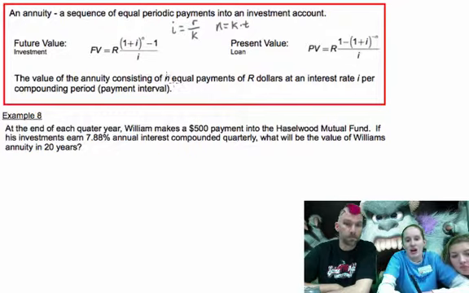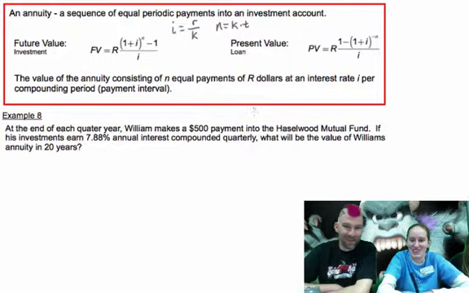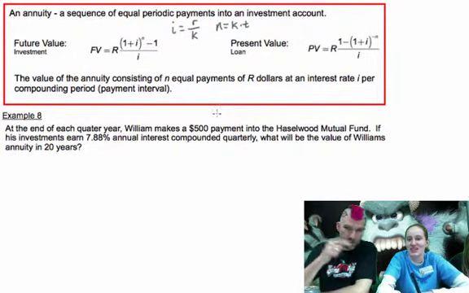So in this example, at the end of each quarter, William makes a $500 payment into a mutual fund.